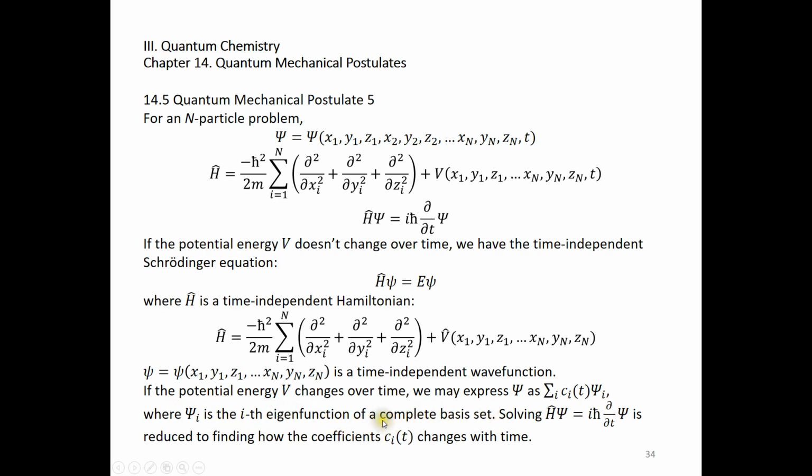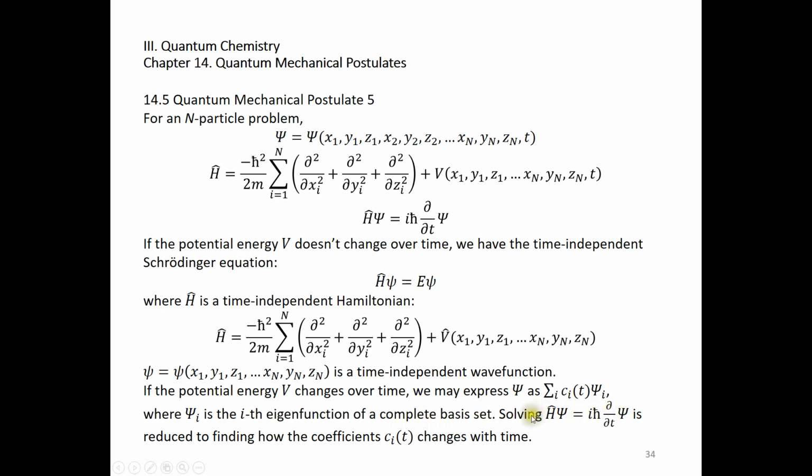So what does this mean, a complete basis set? Well, that's simply the eigenfunctions of this H over here. So if we can solve this time-independent Schrodinger equation, we can get a bunch of eigenfunctions, usually an infinite number of eigenfunctions. And the infinite number of eigenfunctions can form a complete basis set. That means any smooth function can be expressed as a linear combination of the eigenfunctions from this complete basis set.